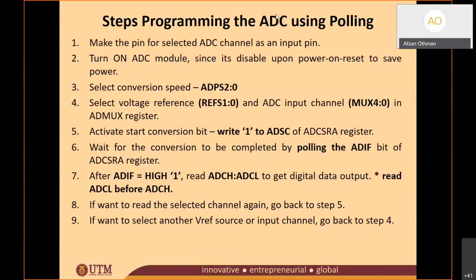So in the last class, we already learned about a register that you need to be familiar with whenever you're going to use the ADC. So now we are going to use that register so that we can do ADC programming. There are two types of ADC programming. One is by using the polling method, the other by using the interrupt method. So now we are going to see what steps we need to do in order to write ADC programming by using the polling method.